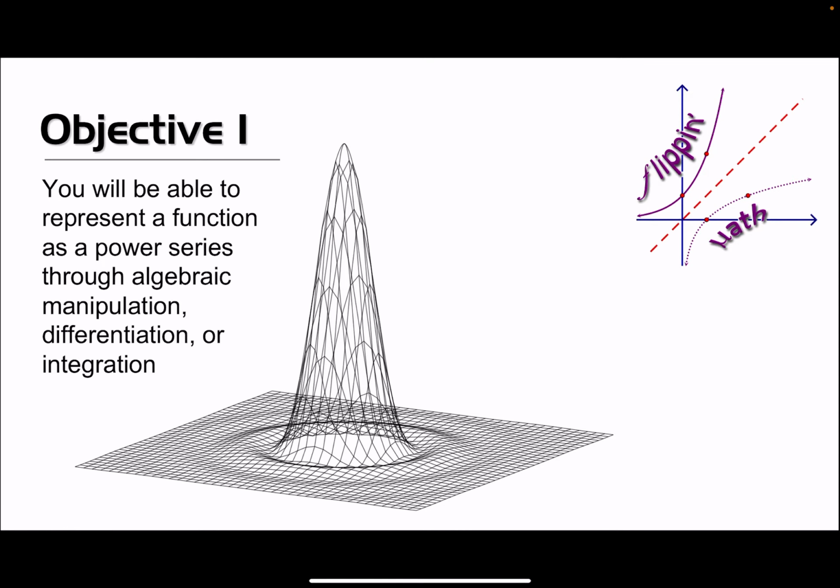We're going to be able to represent a function as a power series through algebraic manipulation, differentiation, or integration. We actually didn't do that in the warm-up exercise. We did the reverse of that. We had a power series and we represented that as a function. Now what we want to be able to do is work that kind of process backwards. I start with a function. What would it be as a power series?